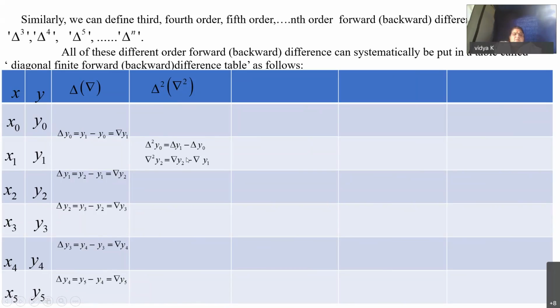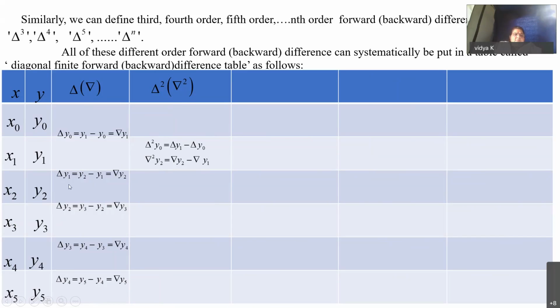So don't worry much again on that. Just take this value minus this value. That's all. Here also you are taking nabla y2 minus nabla y1. This minus this for forward, and this minus this for backward. And the position is the same, but the representation is different. Delta square y0 in terms of nabla is nabla y2 minus nabla y1.